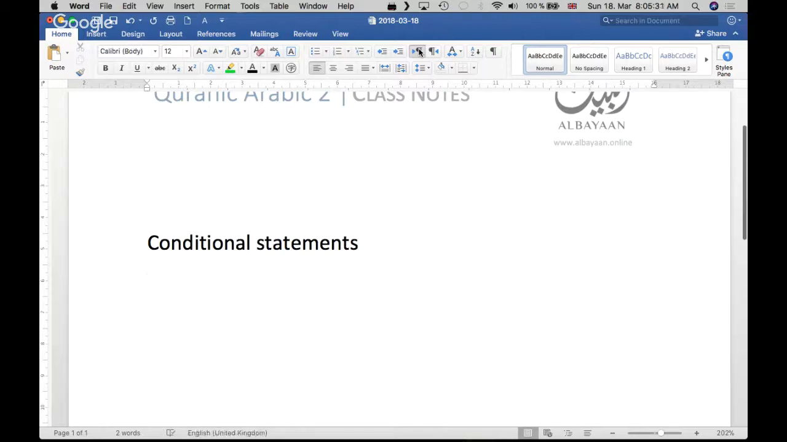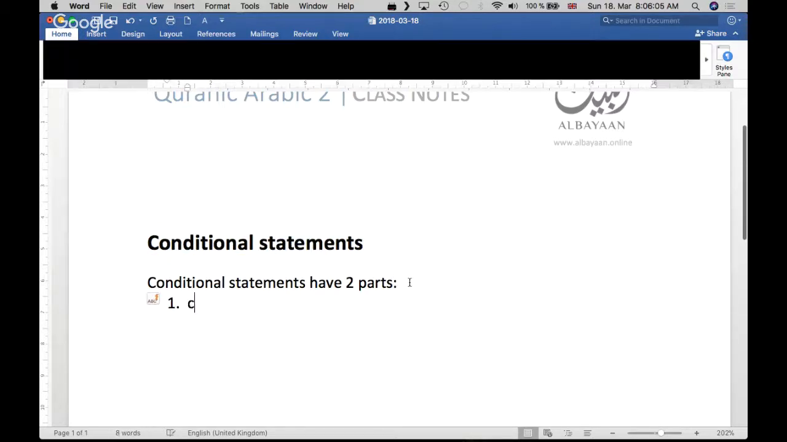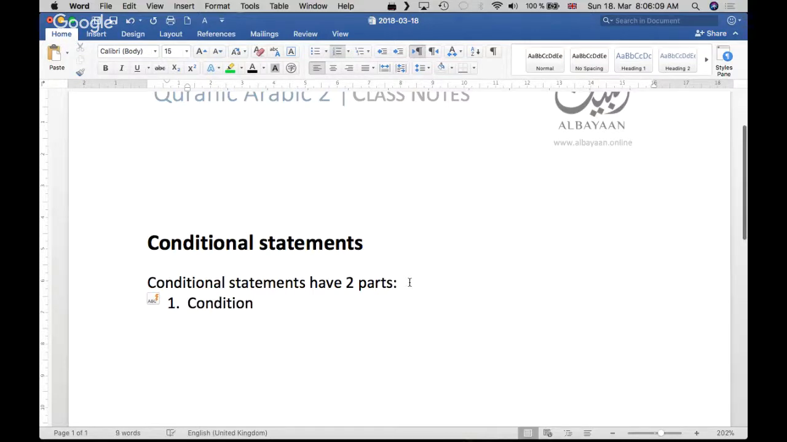What are conditional statements? Conditional statements are statements that have 2 parts. And this is true for any conditional statement. It's not just Arabic. It's generally any conditional statement has 2 parts. Okay. Now, what are those 2 parts? The part number 1 is there has to be a condition. And the part number 2 is effectively the answer to the condition. So you have a condition and you have an answer to the condition in any conditional statement.